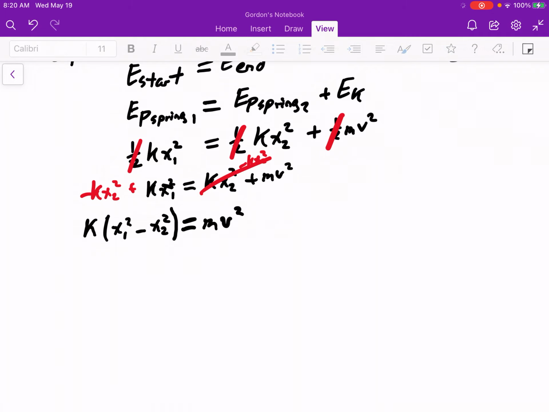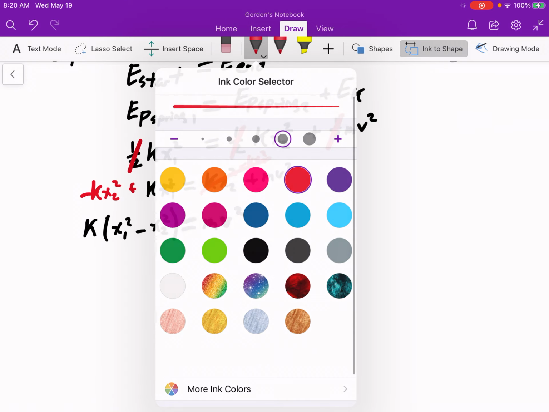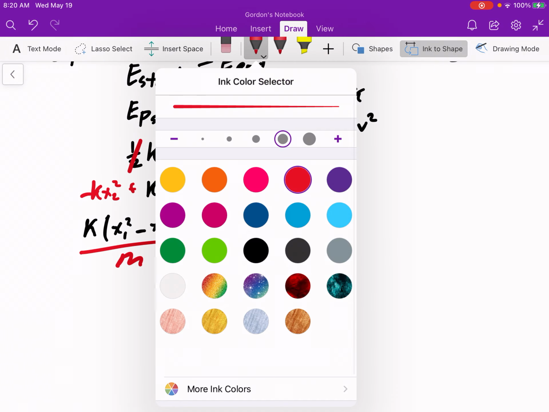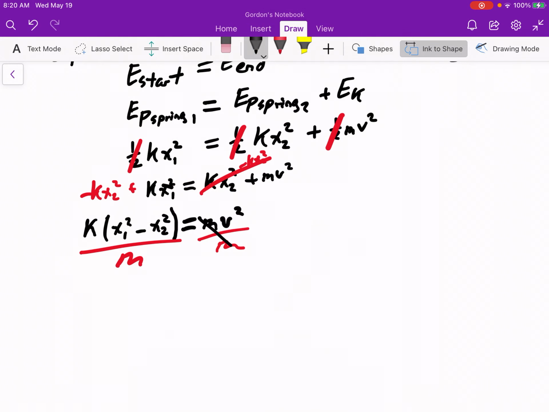We can divide both sides by m. Cancels that out. And then we'll take the square root of both sides. So square root of k times x1 squared minus x2 squared divided by m is equal to v.